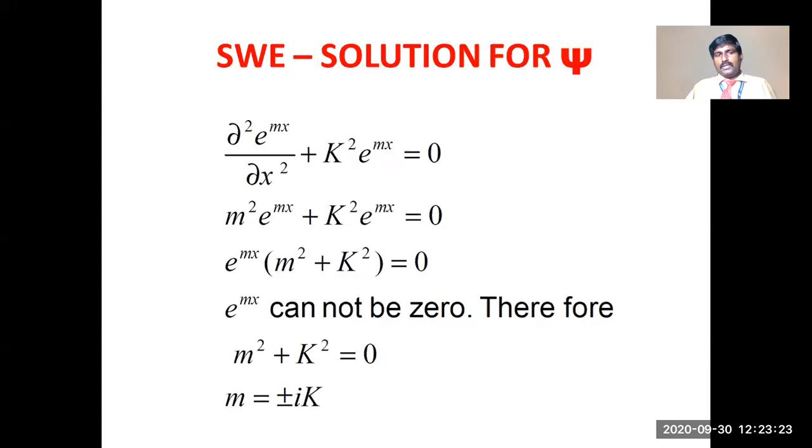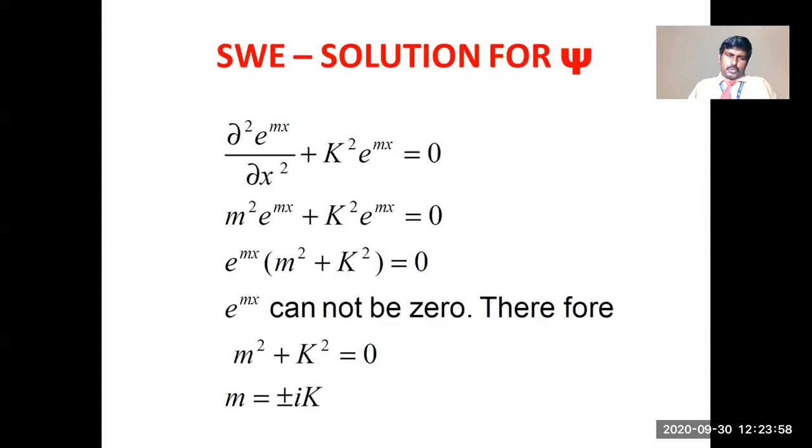Therefore, what can we write? e power mx is not equal to 0. So the other possibility is m square plus k square should be equal to 0. So m square is equal to minus k square. For minus k square, it will be a complex number, so we write m is equal to plus or minus ik.